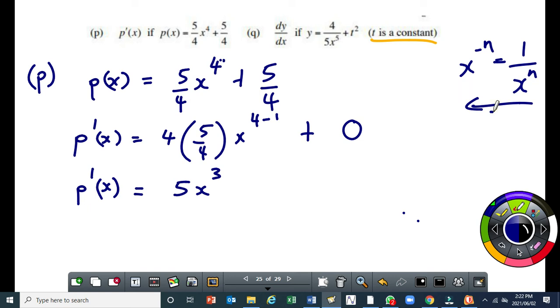Also be aware that t is a constant, which means this t squared, its derivative is going to be a 0. If t is a constant, it means that t squared is also a constant. If t is a constant, it therefore means that its square is also a constant. So let me do that on the next page. I hope you are following that.